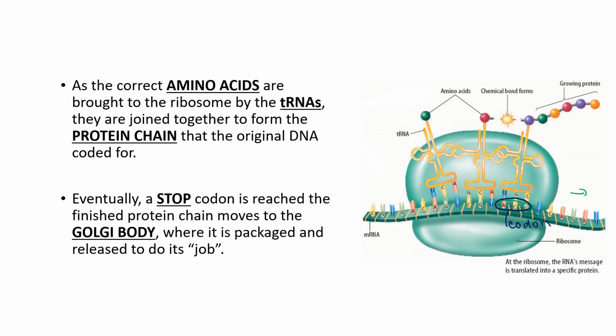And then an anticodon here. And then each of these is an amino acid. Okay, and as the amino acid gets joined onto the chain, we end up with a chemical bond forming between adjacent amino acids. The chain just gets longer and longer and longer.